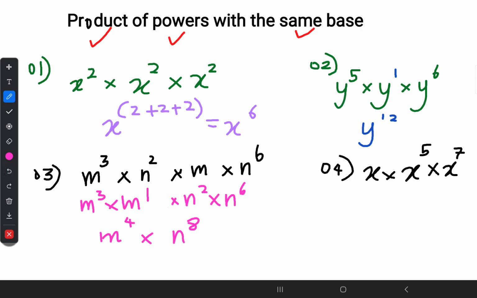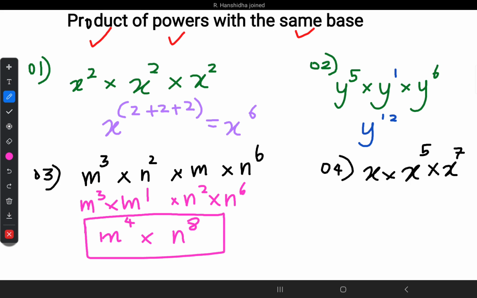Hereafter, you cannot do anything. Mn power of 12, likewise, you cannot write, because those do not have the same bases. Without the same bases, we cannot do anything further than this. It would be the final answer.